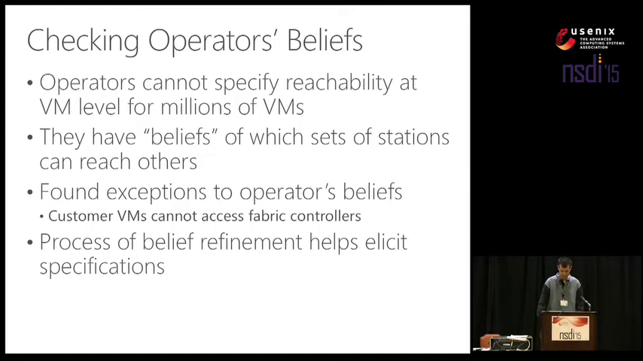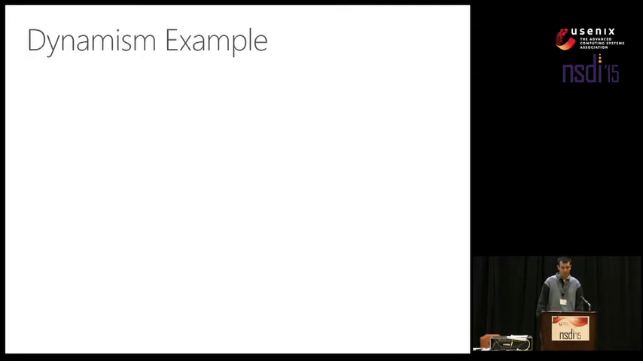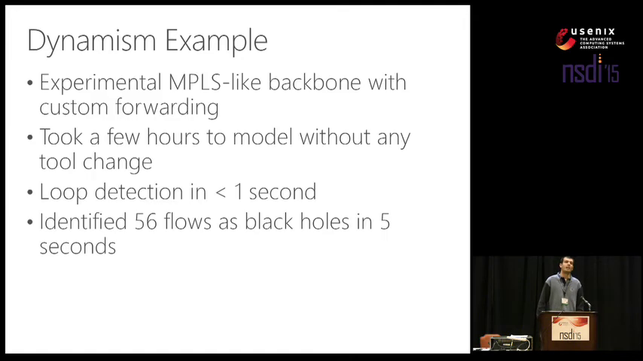So in terms of dynamism, we took an MPLS-like backbone with custom forwarding, and we tried to do data plane verification for this backbone. And it took us only a few hours to model this completely new forwarding behavior with different headers. And then we could do the standard data plane verification queries like loop detection and black hole detection in our tool. And we did not have to do any change to the tool at all.